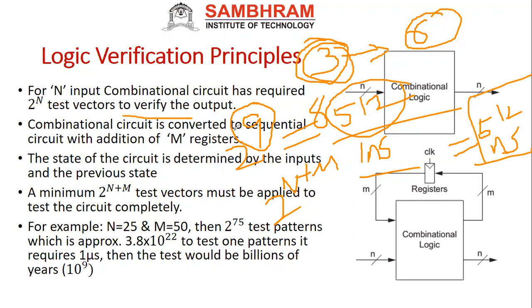So now I can say the combinational circuit is converted to a sequential circuit with the addition of m registers. The minimum test vectors required are 2 power n plus m, which must be applied to test the circuit. If I calculate this, 2 to the power 75 test patterns are required. If one pattern requires 1 microsecond, then testing requires billions of years. To test all the combinations, billions of years are required.